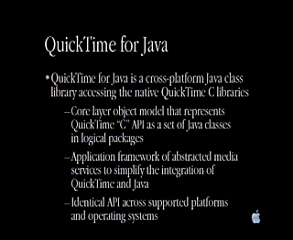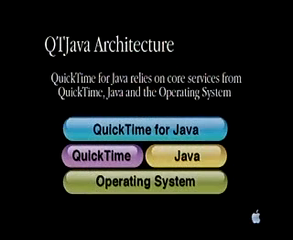QuickTime for Java delivers on the promise of Java in that it has an identical API across all supported platforms and operating systems. You can write Java applications which use QuickTime for Java on any of the supported platforms and deliver that jar to run on all the supported platforms. So in brief, the QuickTime Java architecture relies on core services from QuickTime, from Java, and from the operating system.